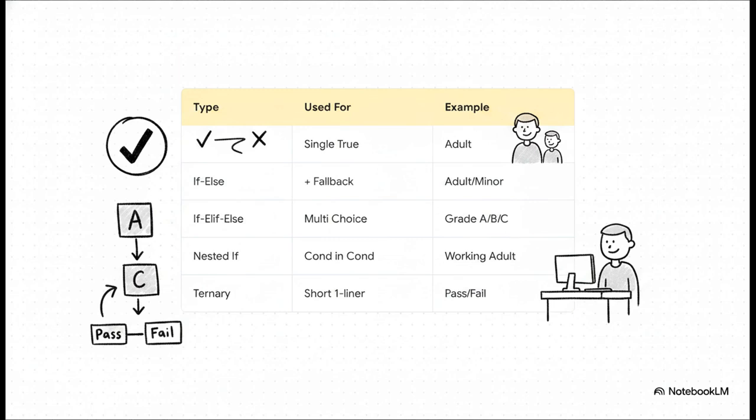So here is your complete decision-making toolkit, mapping every single statement type we've learned to its exact real-world use case. You've got the simple if for a single true condition, if-else for when you need a clear fallback plan, if-elif-else for multiple cascading choices, nested if for those complex conditions inside conditions, and of course, the ternary operator for those beautifully short one-liners.